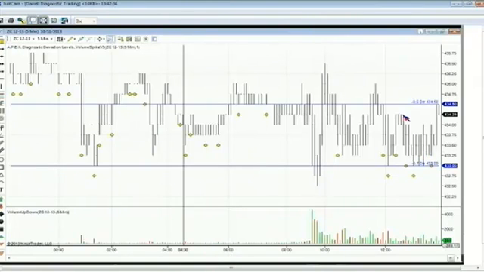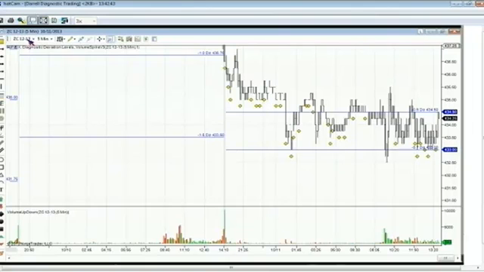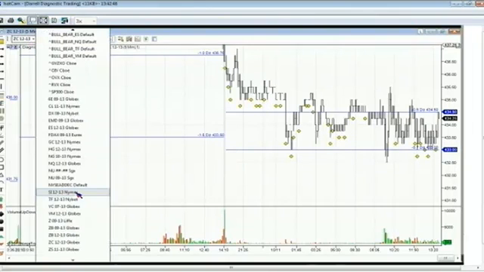But it did at least stop right on and pivot right on the deviation level. Now let's check out some other markets. Let's see. We had some big moves right this morning.